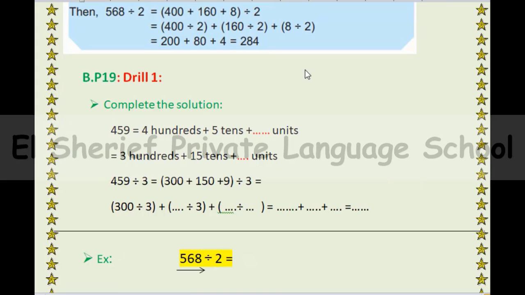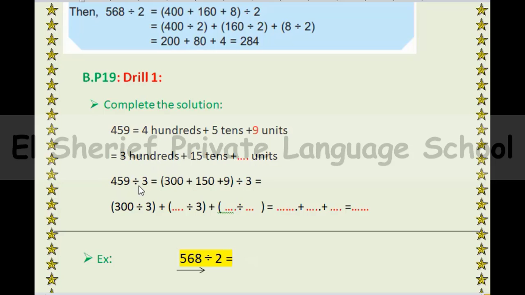Book page 19, drill 1, complete the solution. Here we have 459. Okay, expanded form: 4 hundreds equals 400 and 5 tens. And how many in units? 9. 9 in units, so write 9. So it equals 9 units.